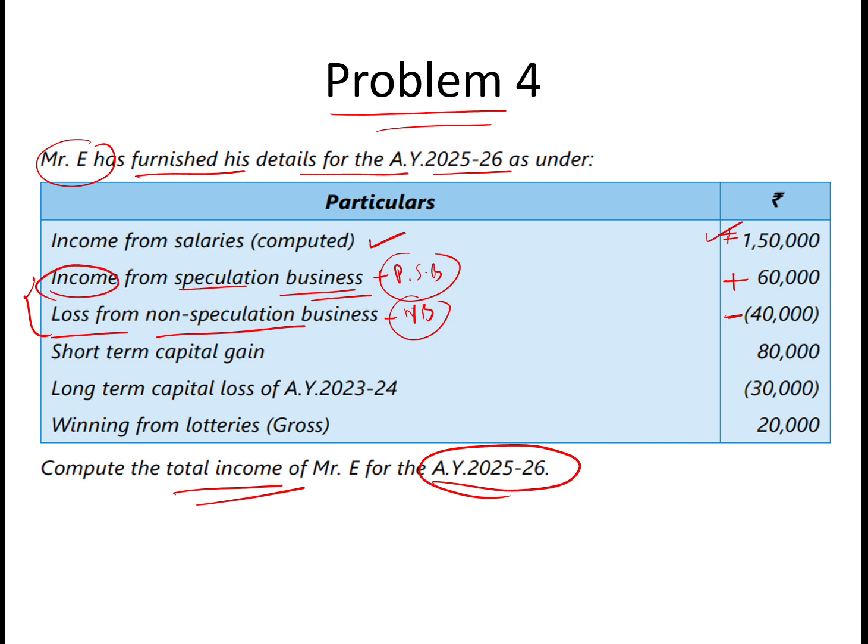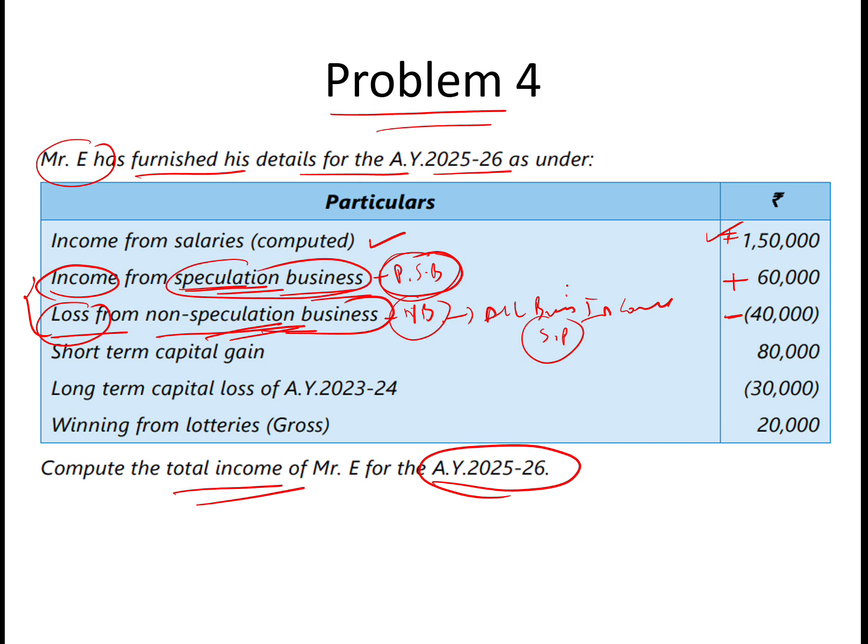But whenever there is a normal loss of business, this can be set off against all other business income, including speculative business. So the simple rule is that speculative loss cannot be set off against normal business; it has to be set off against profit from speculative business only. But normal business loss can be set off against any other business, including income from speculative business. That's why this 40,000 we can set off against 60,000 and around 20,000 will be taxable.